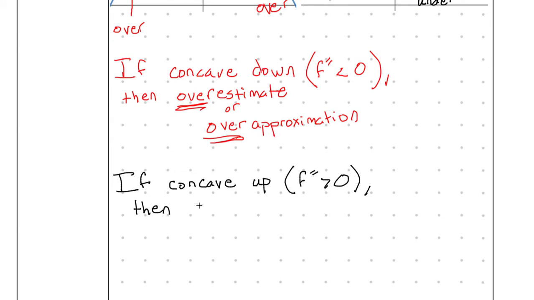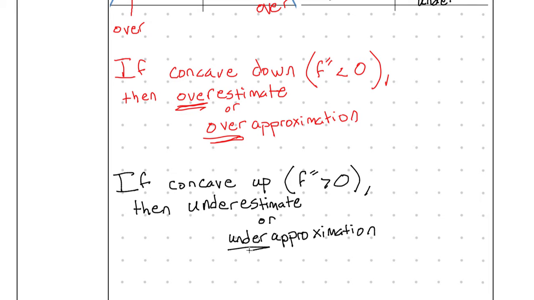then I have an underestimate or an under approximation. They're both the same word. You can use them interchangeably. Interchangeably, that's how you say that word. Underestimate. Or you can say under approximation. And underline the word under because that's the important word. All right, we think we're good?